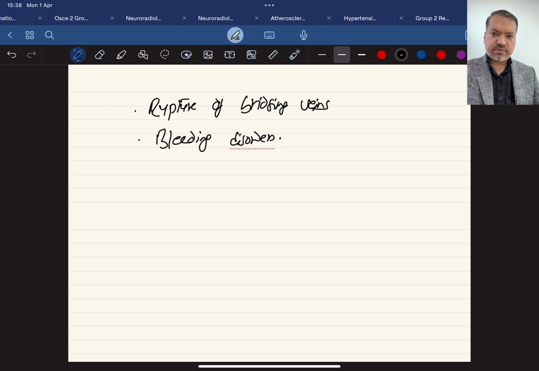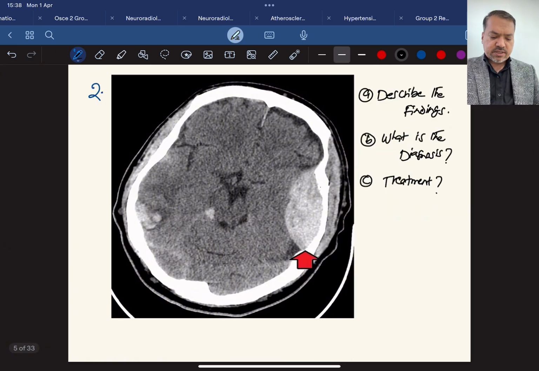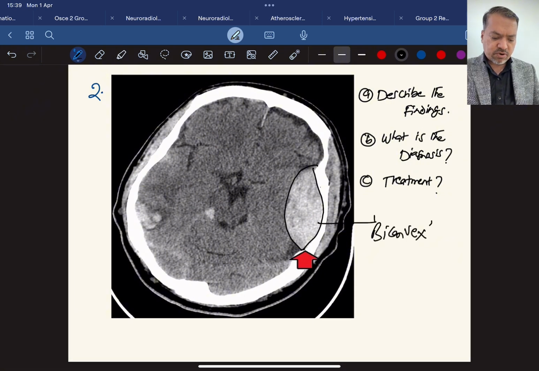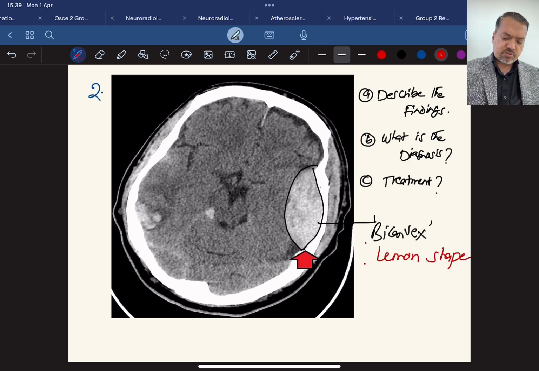Okay, let's move further. Now, another one is the CT scan again, which is showing this typical finding. Now look at this finding here. This is biconvex in shape. In other words, it is lemon shape. Lemon-shaped hemorrhage. And sometimes they may provide you a typical clinical scenario.